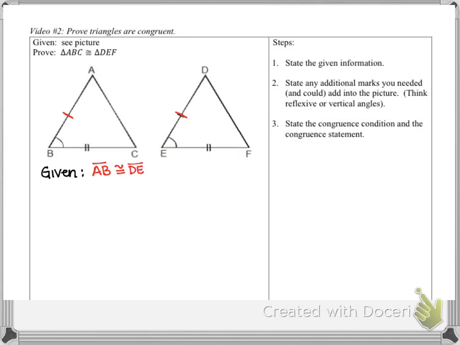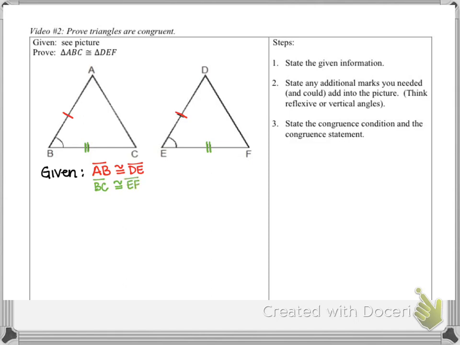All right, now I'm going to take a look at the next marker that I have. May as well finish my line segments. So I see 2 tick marks here, and I see 2 tick marks here, so I know now that those 2 line segments are congruent to each other. So I've got line segment BC is congruent to line segment EF.